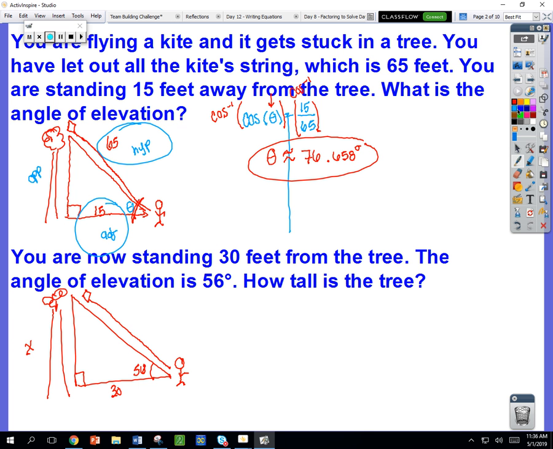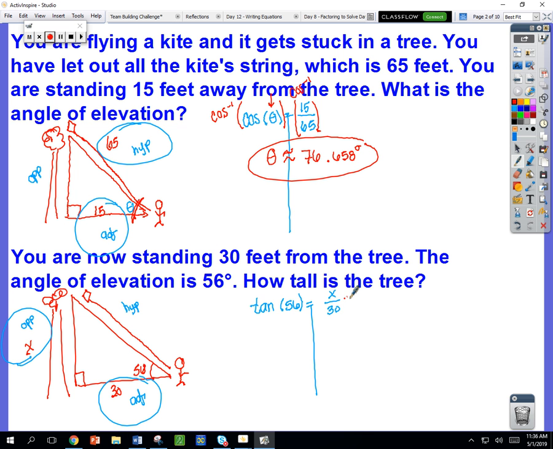And again, I'm going to turn around and label opposite, adjacent, and hypotenuse. And opposite and adjacent are the ones that I'm talking about, because I'm talking about the tree and the ground. And then I was given the angle of elevation. So opposite and adjacent is tangent. Tangent of the angle, which is 56. They gave it to me this time. Opposite is x over adjacent is 30. So I need to try to get x by itself.